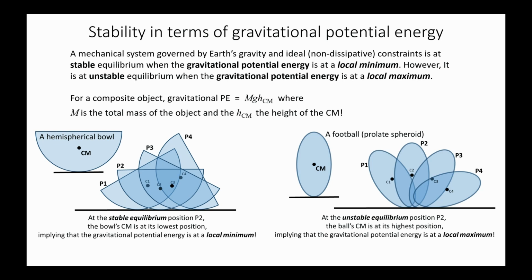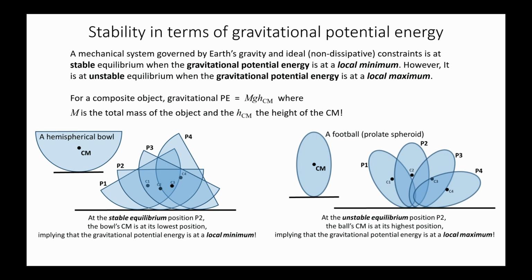So it means that at this position, the vertical height of the center of mass is at its local minimum, which makes the gravitational potential energy a local minimum as well, making the equilibrium stable. On the right-hand side, we have a football standing on its more pointed vertex, and it looks precarious, almost impossible, because it's an unstable equilibrium.